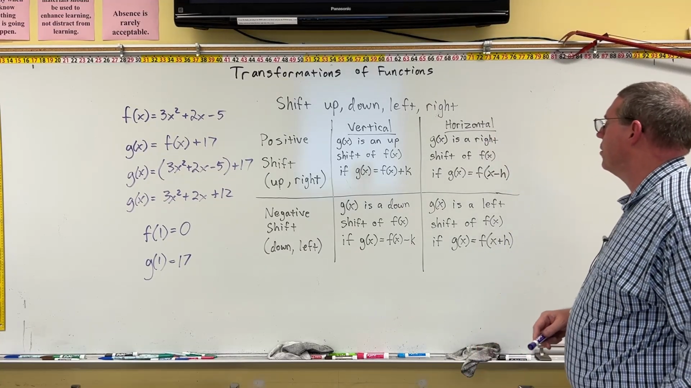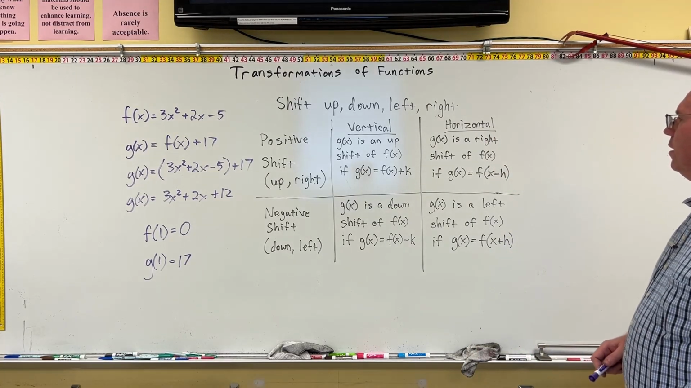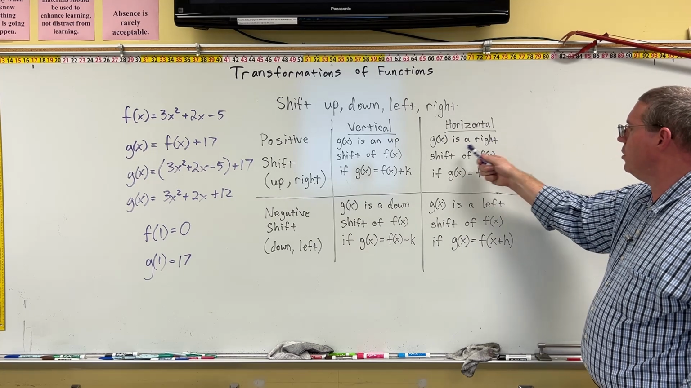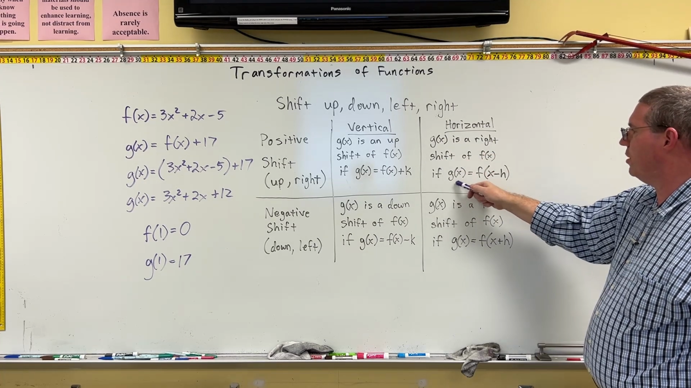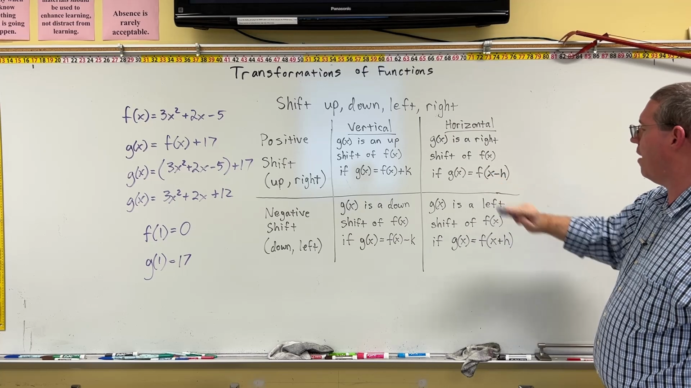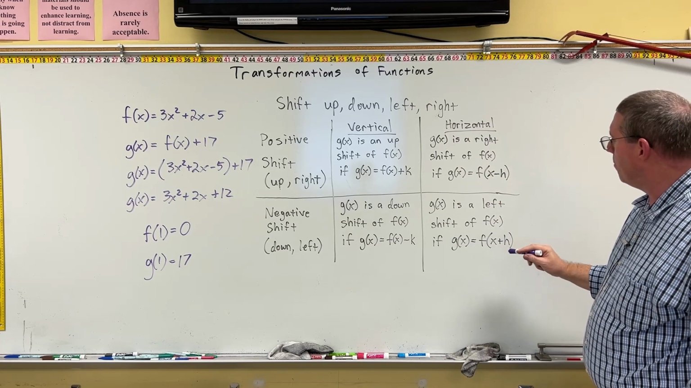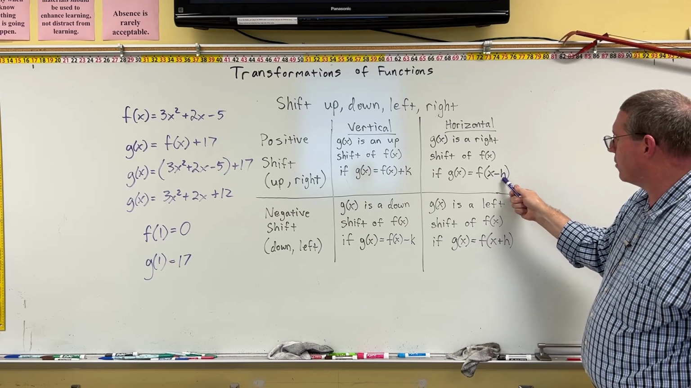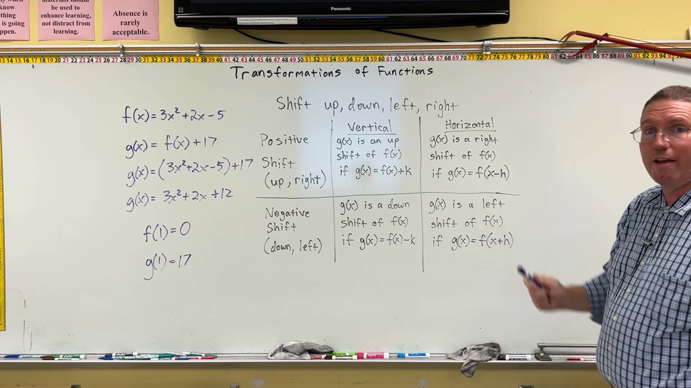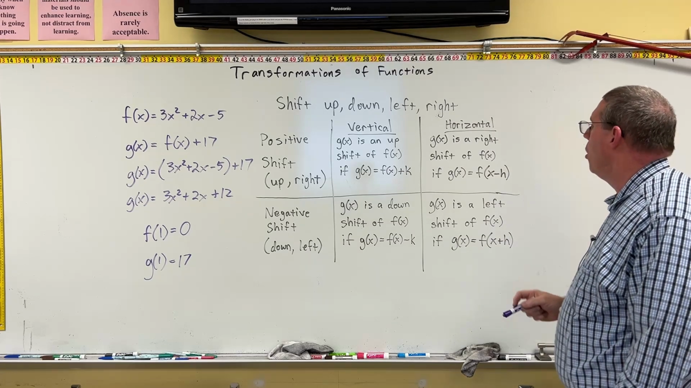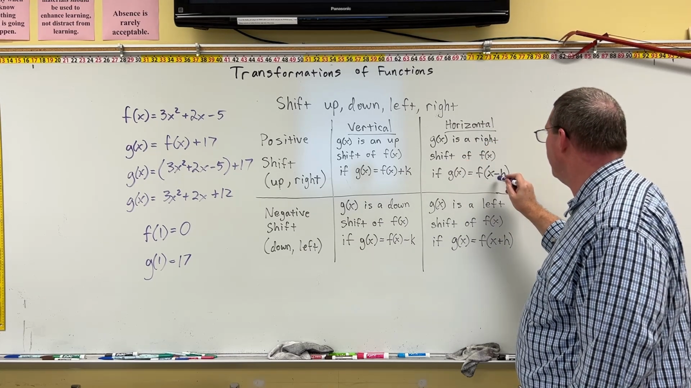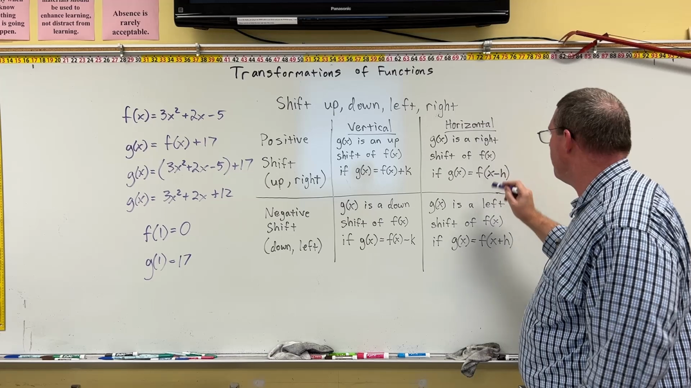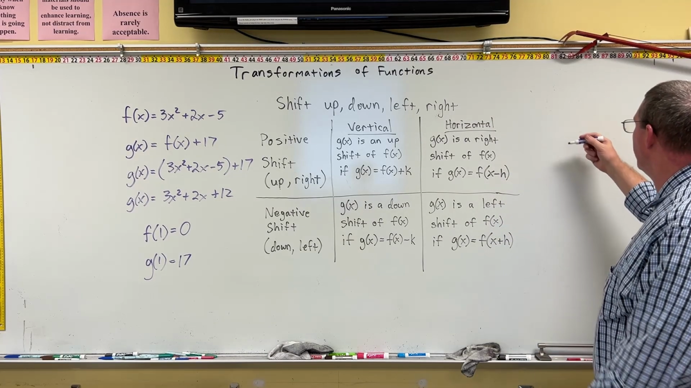All right, so now let's look at a horizontal shift. So g of x is a right shift of f of x if g of x is equal to the function f of x, but the x's are going to have a factor, we call it h, subtracted away from x. You may wonder, why is a positive shift associated with x minus? Well, I'll show you a real quick example.